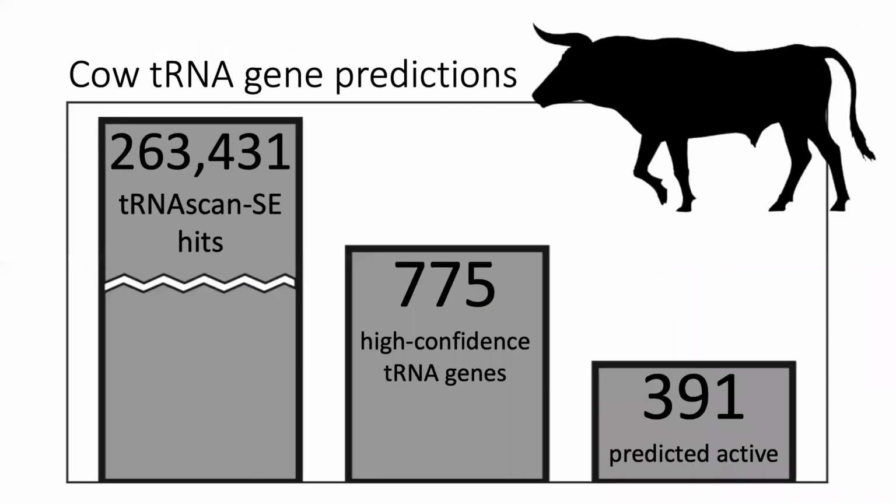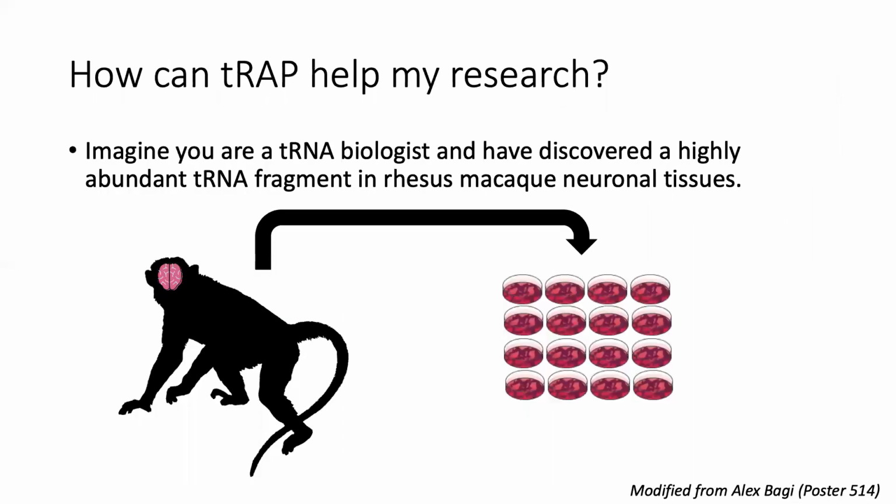When we apply this to 28 species other than mouse, here's an example of how much TRAP can reduce your tRNA gene sets for experimentation. So the cow genome has hundreds of thousands of SINE elements, and most of them are tRNA derived, and tRNAscan-SE alone has a hard time picking these apart. But TRAP can reduce the tRNA gene set down to just the actively transcribed tRNAs, and you get down to less than 400, which corresponds well with prior studies on cow tRNA gene activity.